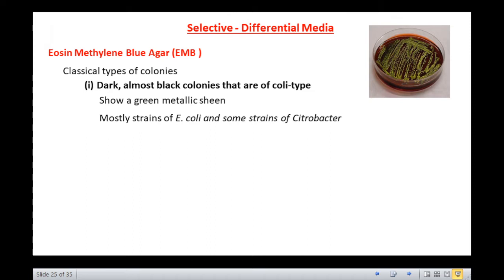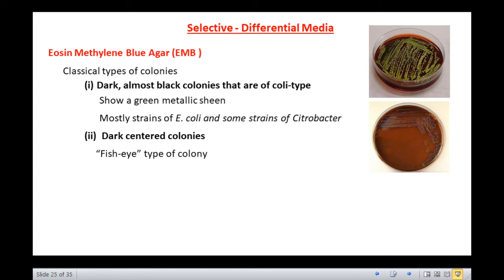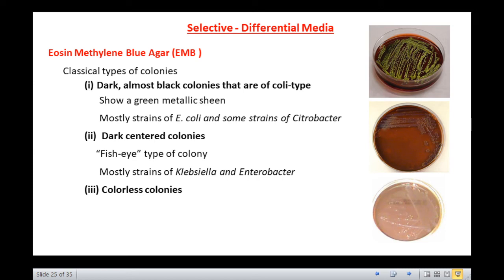The second type of colonies are dark-centered colonies surrounded by a light mucoid rim, because of which it appears as a fish eye type of colony. Most strains of Klebsiella and Enterobacter show this type of colony growth. The third type of colonies are colorless colonies. Non-lactose fermenting colonies produce no acid from fermentation, so the lighter colored alkaline reaction is seen. These colonies appear colorless like that of Pseudomonas.